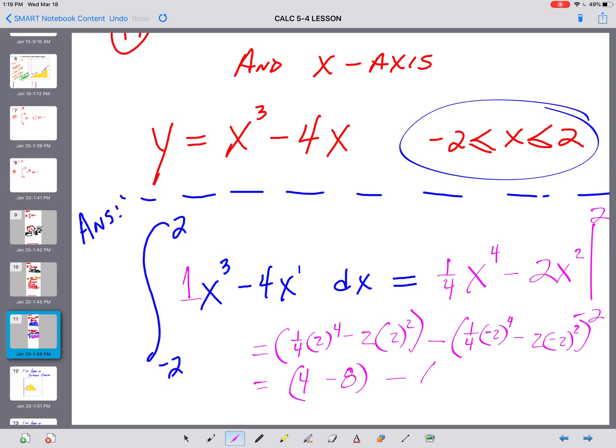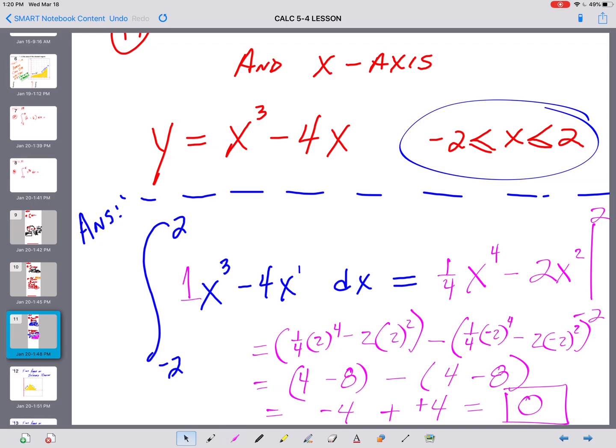Minus, okay, here we've got negative 2 to the fourth. That's going to be a positive 16. Positive 16 times 1/4 is 4. Negative 2 squared is 4. 4 times 2, that's going to be a minus 8. So here's what we got. Negative 4 minus a negative 4. Yep, there it is. Plus a positive. Our answer is 0 on that.